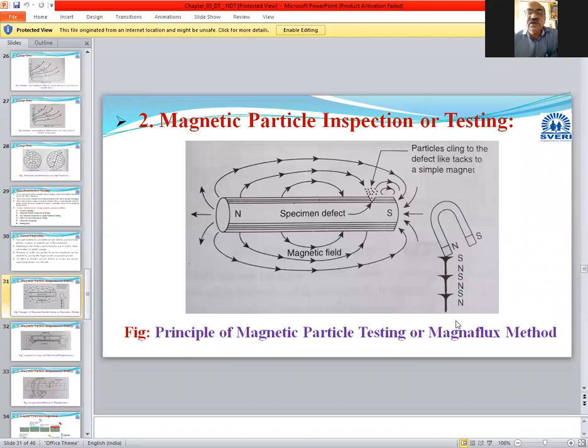So whenever a V-shaped crack is there on the surface, the magnetic particles are deposited there. From this, we can see that there is a problem in this component. This is the magnetic particle detection test.